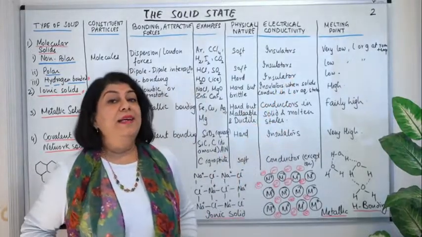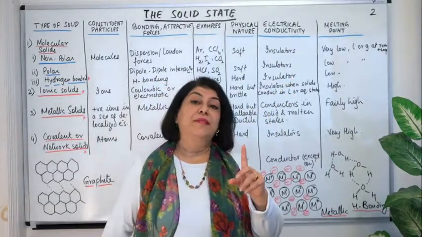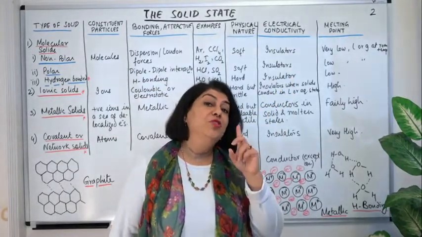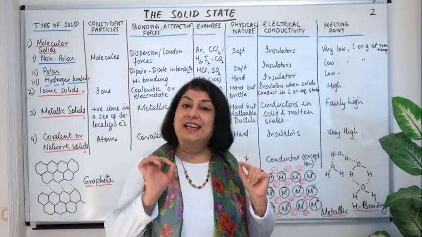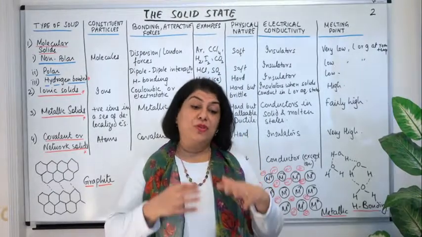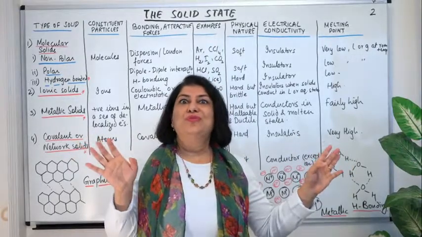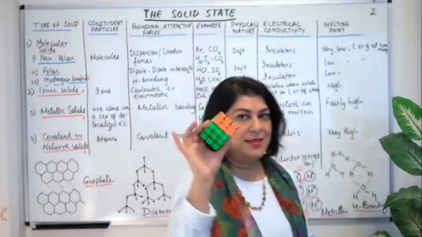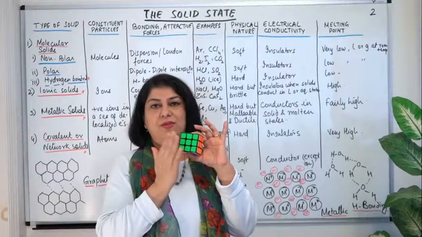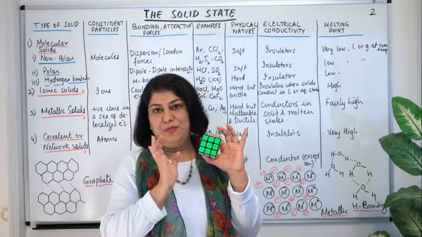And ionic compounds do conduct electricity, but not in the solid state. They can conduct electricity. Why? Because for conduction of electricity, the ions should be free to move. And in the solid state, they are tightly packed, they do not move. It's not possible for them to move.